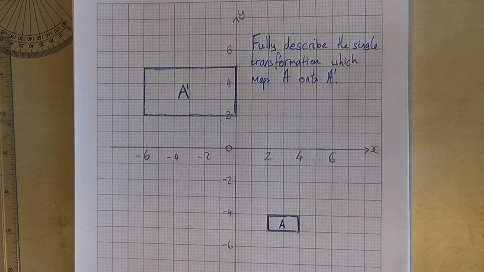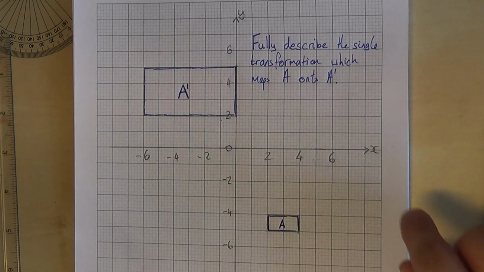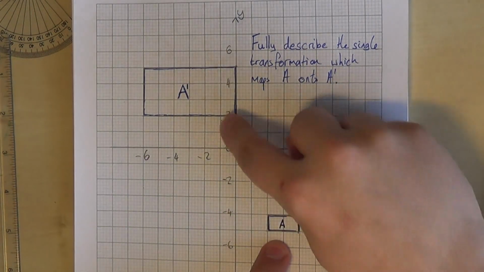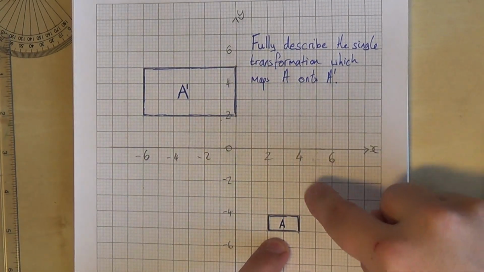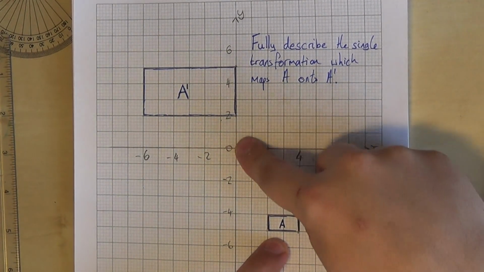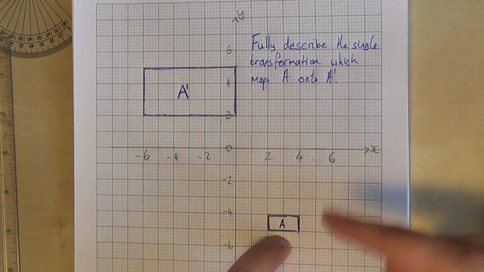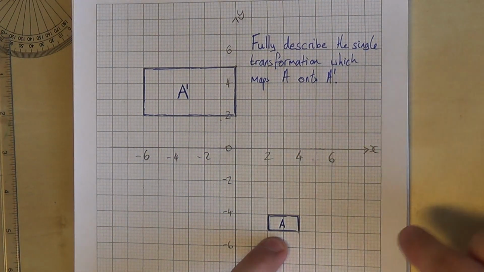Sometimes it is, but sometimes it also includes getting smaller, and that, as we'll see later, is another weird effect related to it. So, a single transformation that maps A onto A prime. We can see those two shapes are not the same size and they are similar to each other. They are mathematically similar, so it must be an enlargement. So it's an enlargement, mark 1.